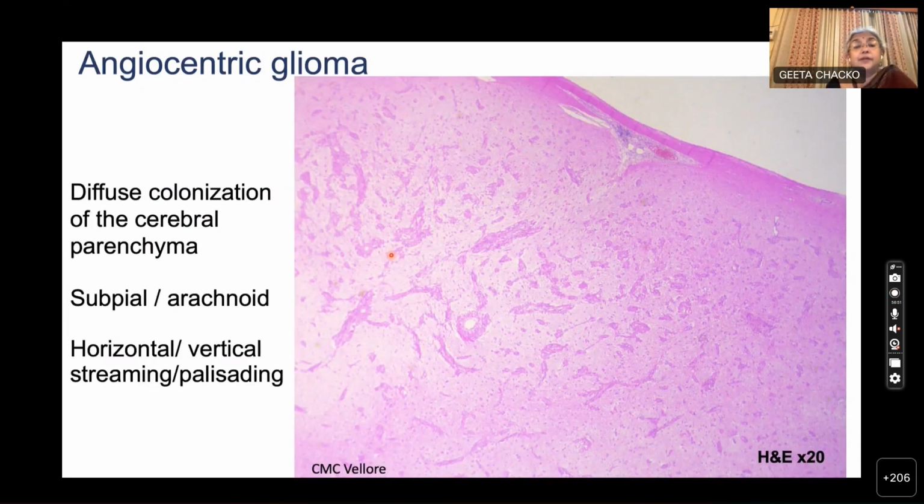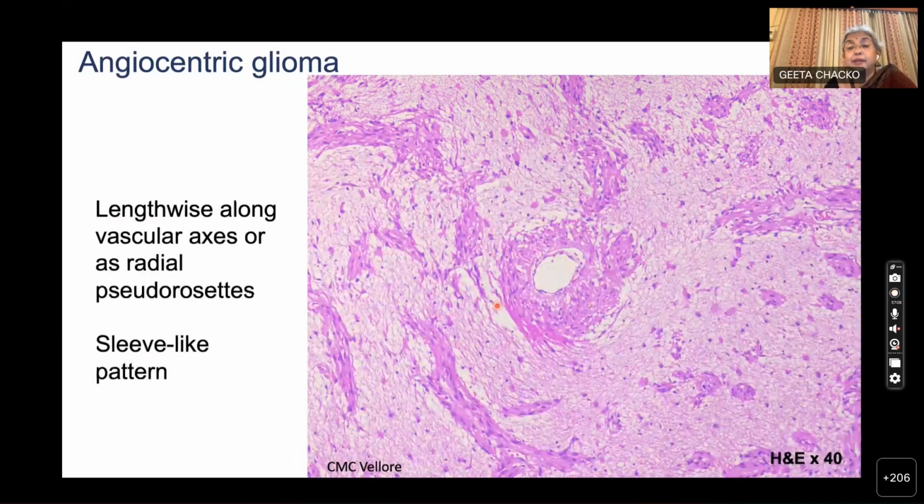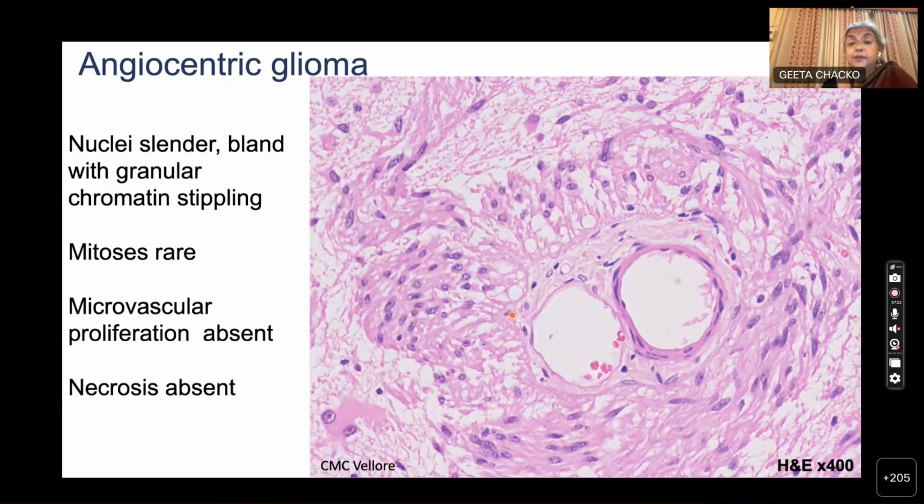And here you can see the diffuse nature. These tumor cells are migrating all the way up to the surface, right up to the subpial region. You're seeing it mainly around vessels, and along here you can see this angiocentric pattern. Can you appreciate this very radial arrangement around vessels like a sleeve? Again here, they are bipolar monomorphic cells seen within the parenchyma. Here you don't see mitosis, microvascular proliferation or necrosis. It's around the vessel, therefore the name angiocentric.